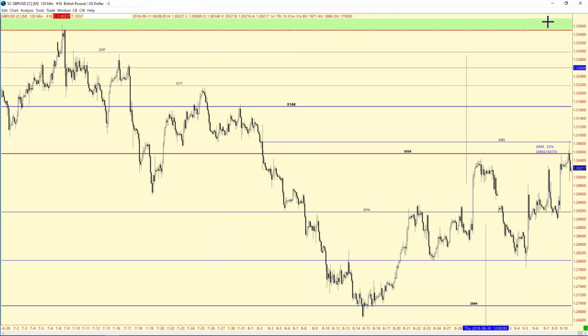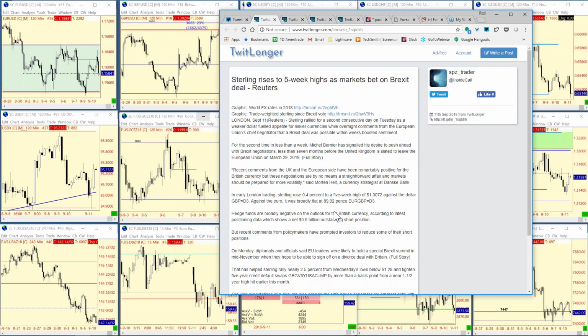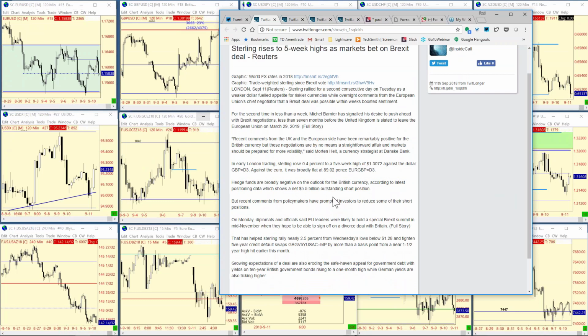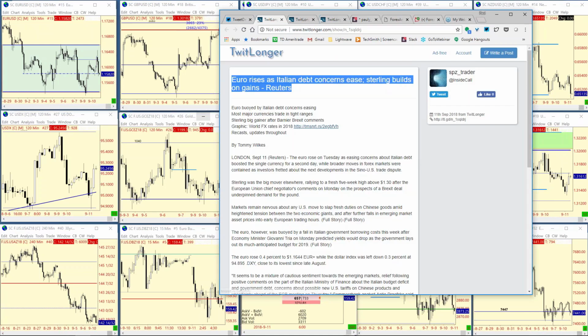But anyway, getting back to the Brexit news, before we jump into our analysis, we're still trying to get a feel on how best to play out our webinar to provide not only the news and the analysis, but a focus for the day ahead. It says on Monday, diplomats and officials said EU leaders were likely to hold a special Brexit summit in mid-November when they hope to be able to sign off on a divorce deal with Britain. Moving on to the euro quickly. Euro gains as sterling builds on gains. Let's go back.